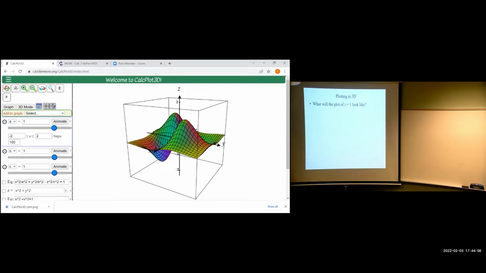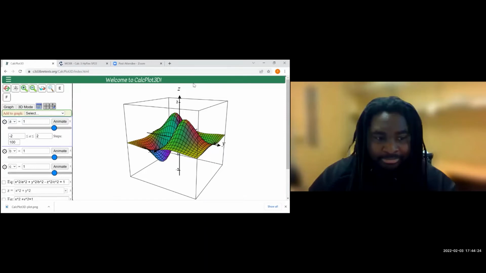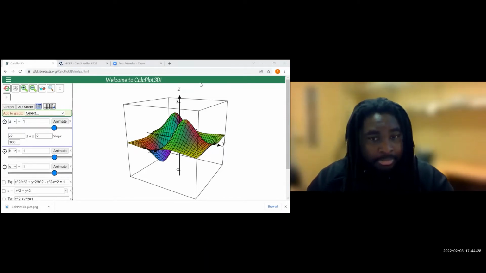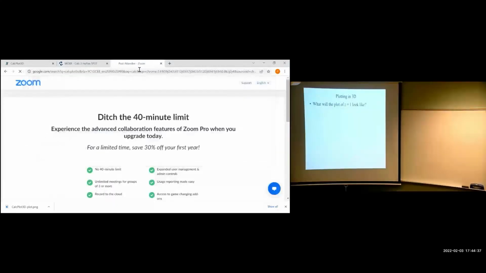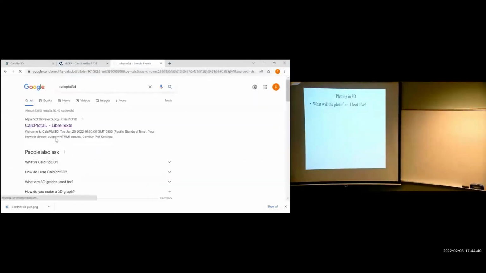So in Calcplot 3D, and for those of you at home, if you haven't brought it up, you can just search for Calcplot 3D. It'll be one of the very first options. Oh, and I've got to make sure I'm using the right computer. Put it in the chat for the people at home. All right. Let me bring up a fresh one when we go back to that one in a second. So if you search Calcplot 3D, it's the one on LibreText.